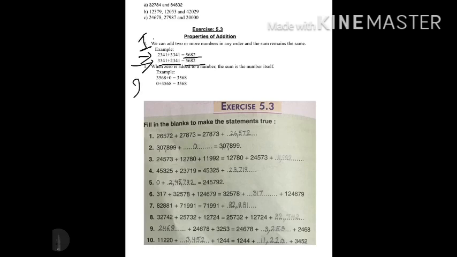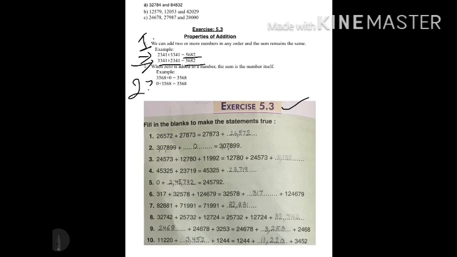Now the second property of addition says that if 0 is added to any number, the number will be the number itself. So here is an example. If I add 0 to 3568, the result will be the same, 3568. Following exercise 5.3, we have to focus on these properties, and keeping these properties in mind, you can solve this exercise.